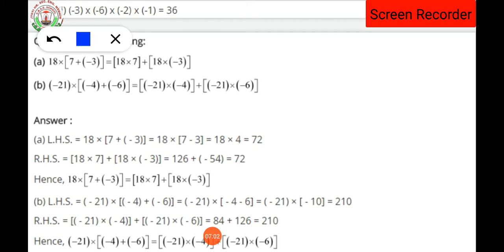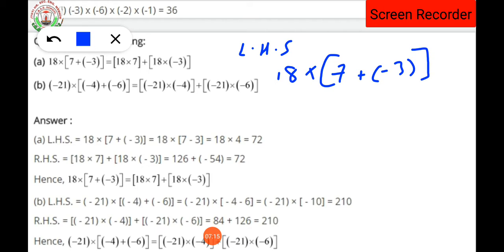So first of all we are having the left hand side. LHS part we are having as 18 into, bracket, plus 7 plus minus 3. This is the LHS part. Let's solve and see whether the LHS part is coming equal to the RHS part or not. Okay. So first 18 into, open the bracket, plus 7, plus and minus will be minus, isn't it? So 7 minus 3. Now 7 minus 3 is 4. It will be plus 4.